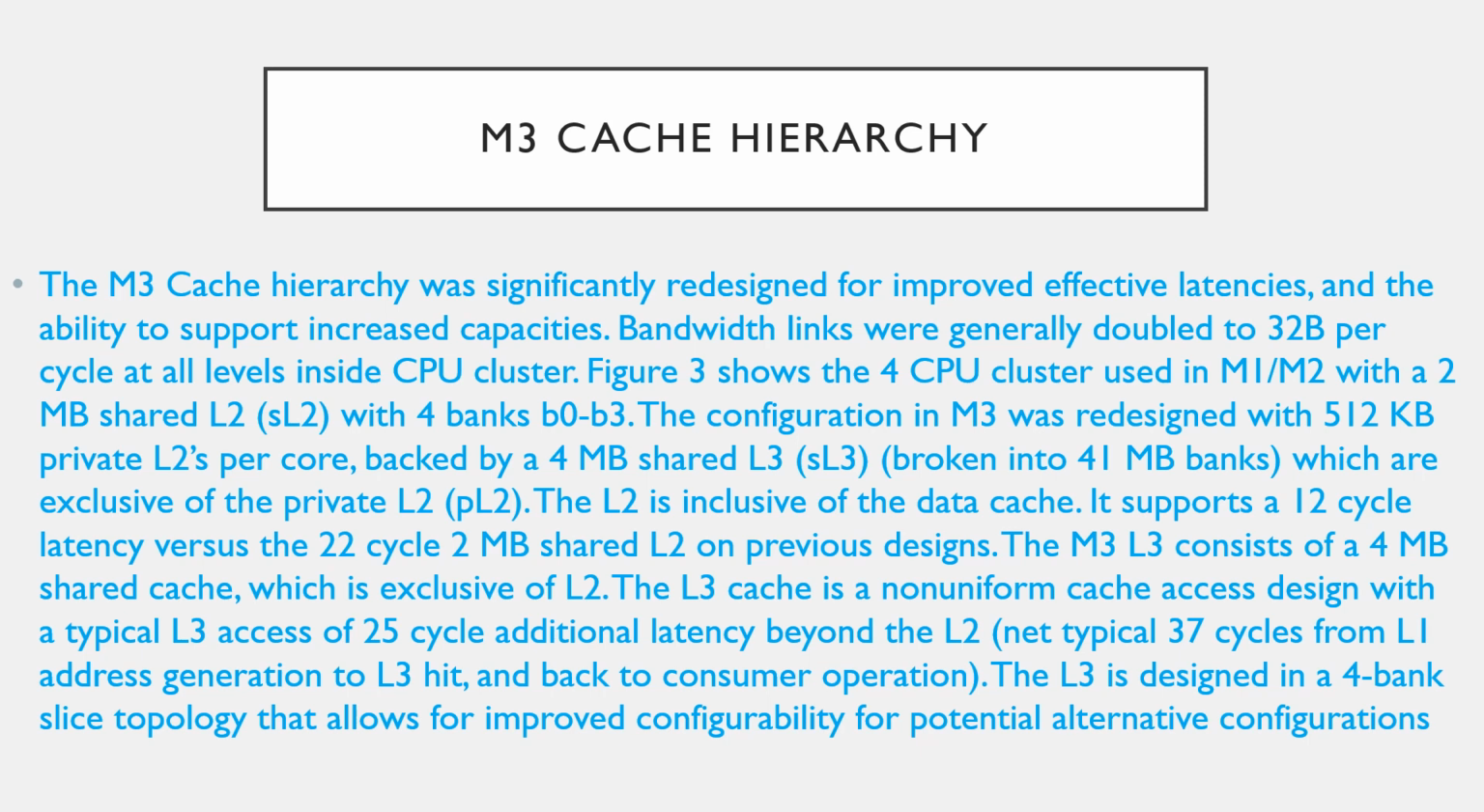The L2 is inclusive of the data cache and supports a 12 cycle latency versus the 22 cycles for the 2 MB shared L2 on the previous design. The M3 L3 consists of a 4 MB shared cache which is exclusive of L2. The L3 cache is a non-uniform cache access design with a typical L3 access having 25 cycles of additional latency beyond the L2.